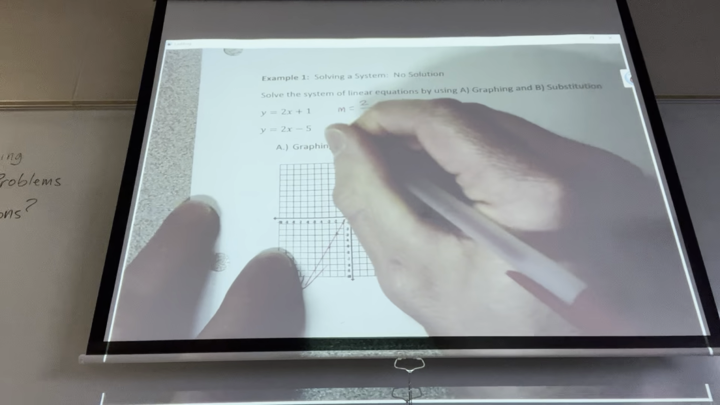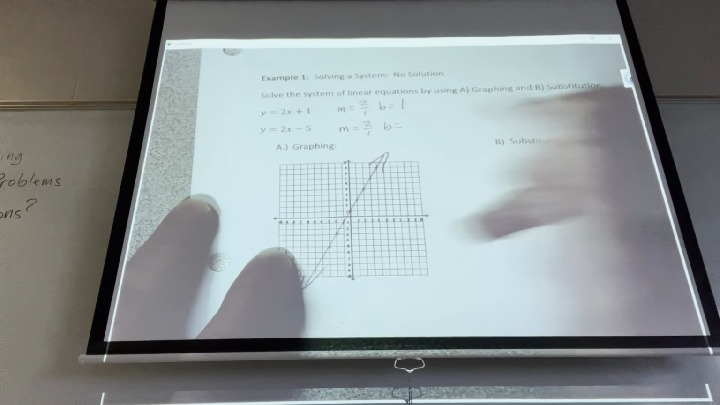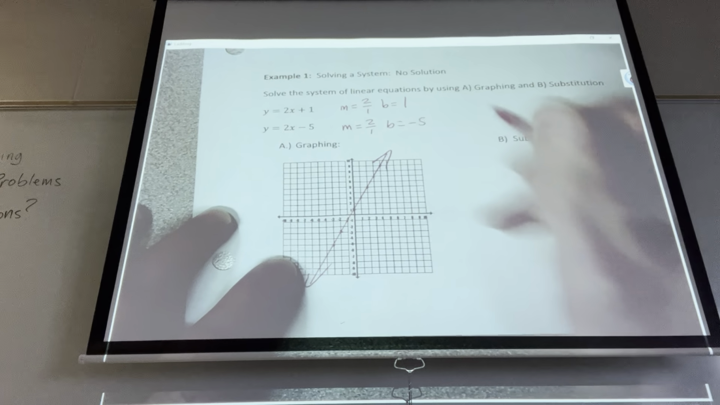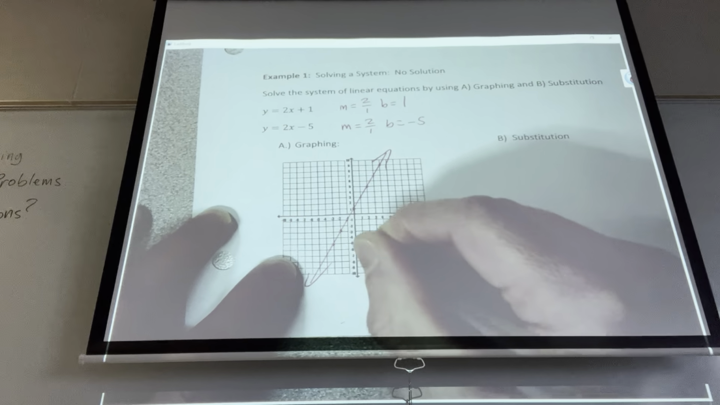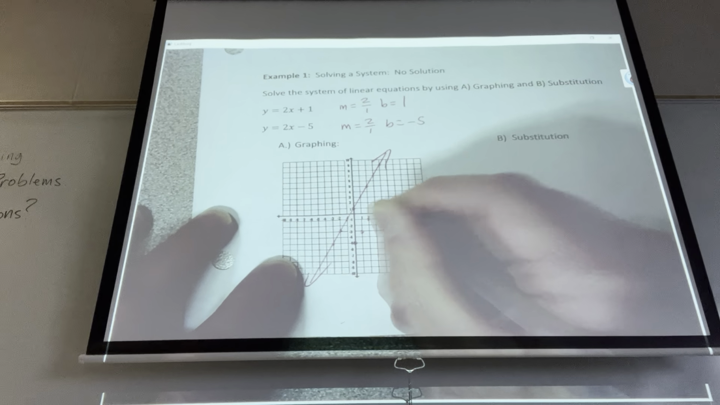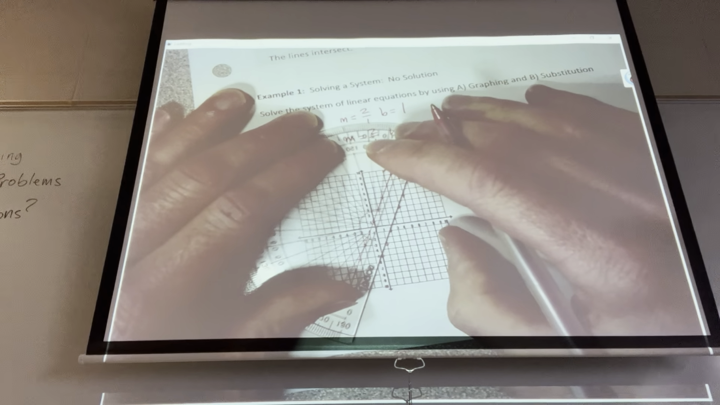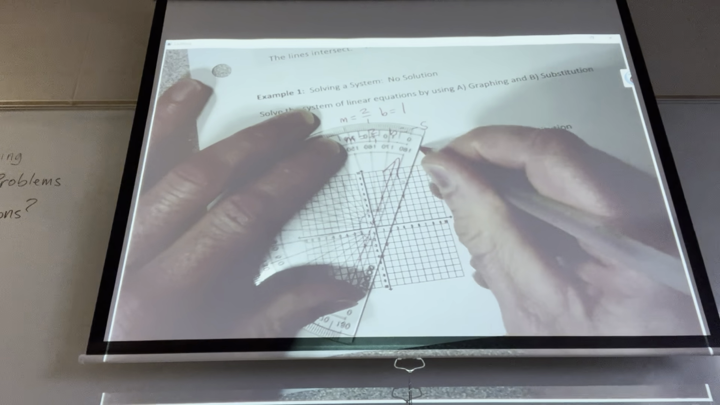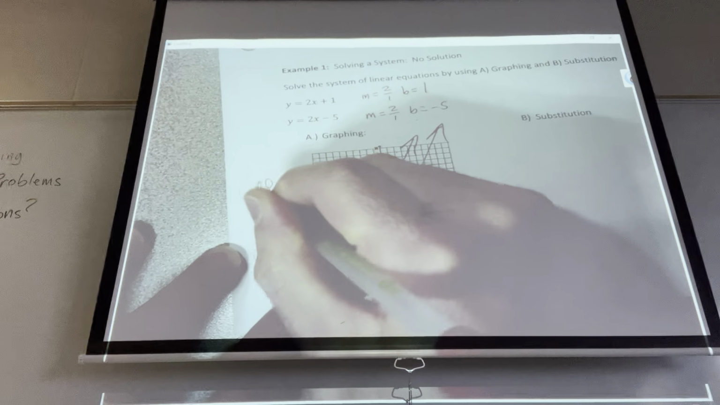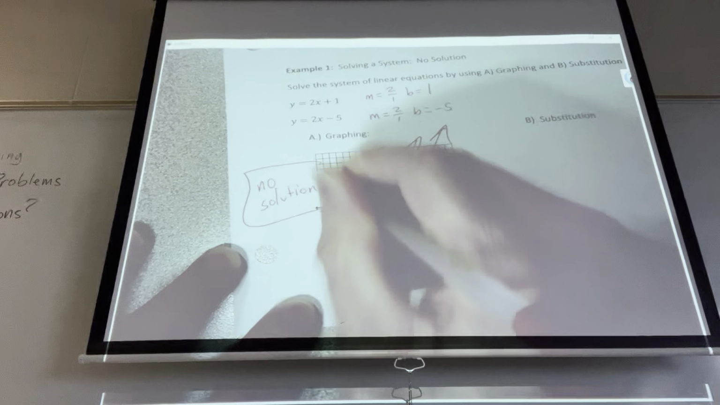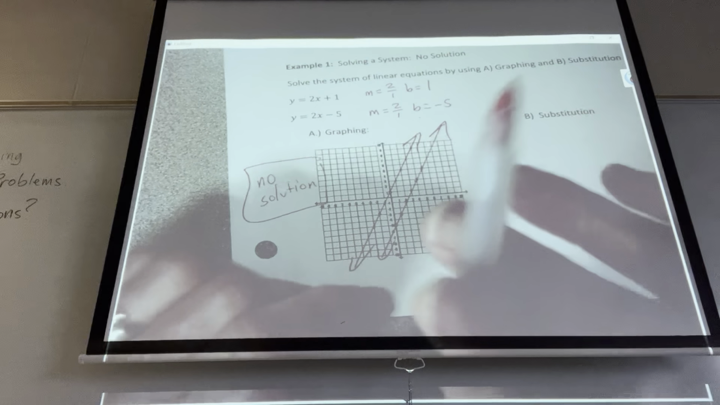On the other equation, what's our slope? 2/1. What's our y-intercept? -5. Are you already seeing that these are going to be parallel? Different y-intercepts, same slope. Same slope. These are going to be parallel. In class, if they're parallel, we have to write what? No solution. To solve this by graphing, we would say no solution. There's no x and y that I can put in here that would satisfy both of them. It's always going to make one of them incorrect.